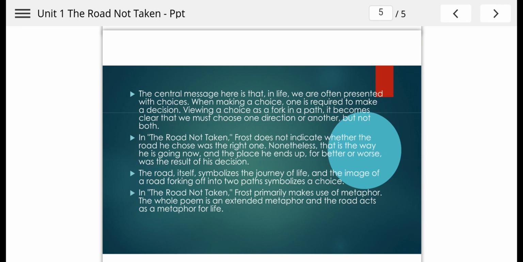The road itself symbolizes the journey of life, and the image of a road forking off, separating into two paths, symbolizes a choice. In The Road Not Taken, Frost primarily makes use of metaphor. The whole poem is an extended metaphor, and the road acts as a metaphor for life. The figure of speech metaphor means a comparison between two separate entities, giving one's quality to the other, without using words like 'or' as. So, the road itself symbolizes life.